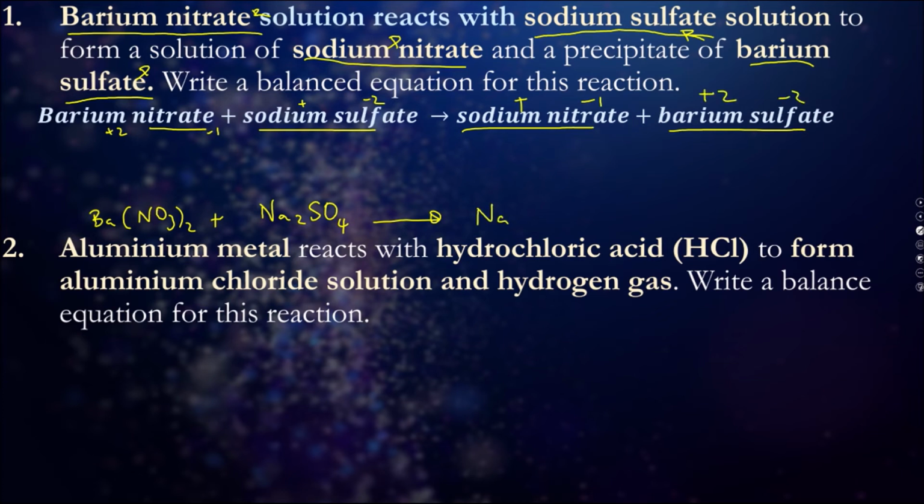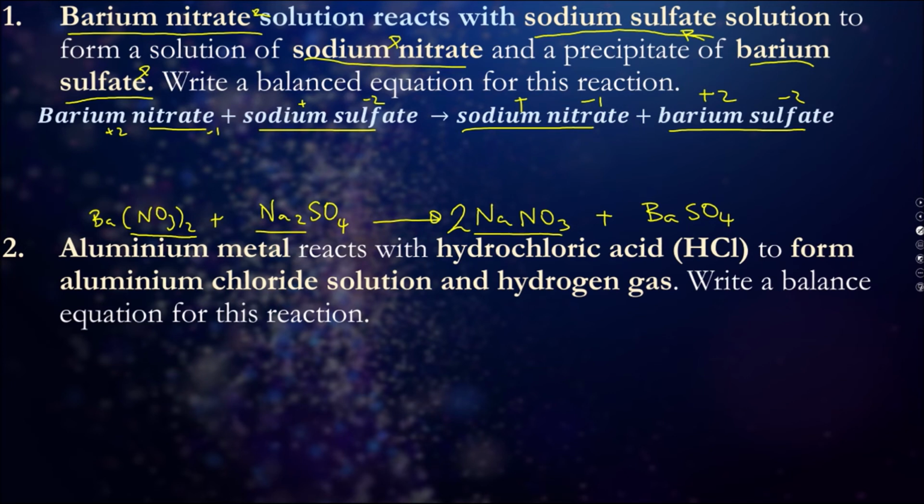So it would be NaNO3 plus BaSO4. Okay. If we look at the equation, we can see that nitrate appears twice on the reactant side, and sodium also appears twice on the reactant side. They only appear once on the product side, so to balance the chemical equation, all I have to do is add 2 here.